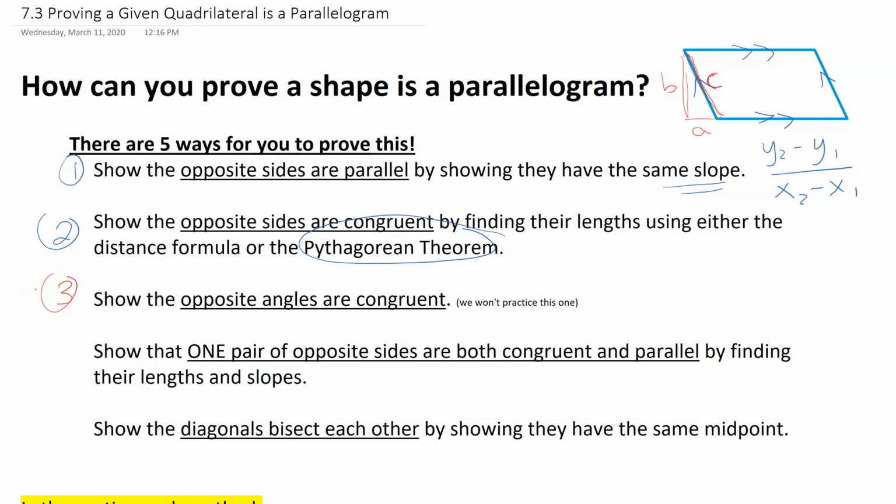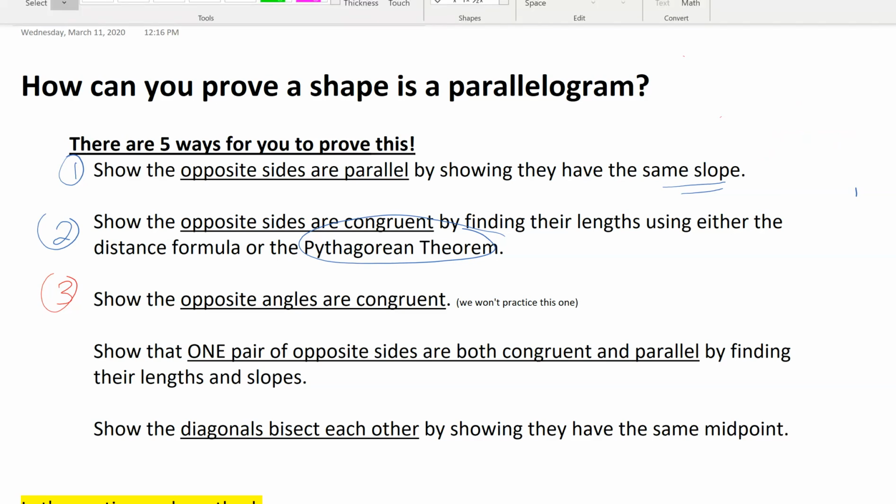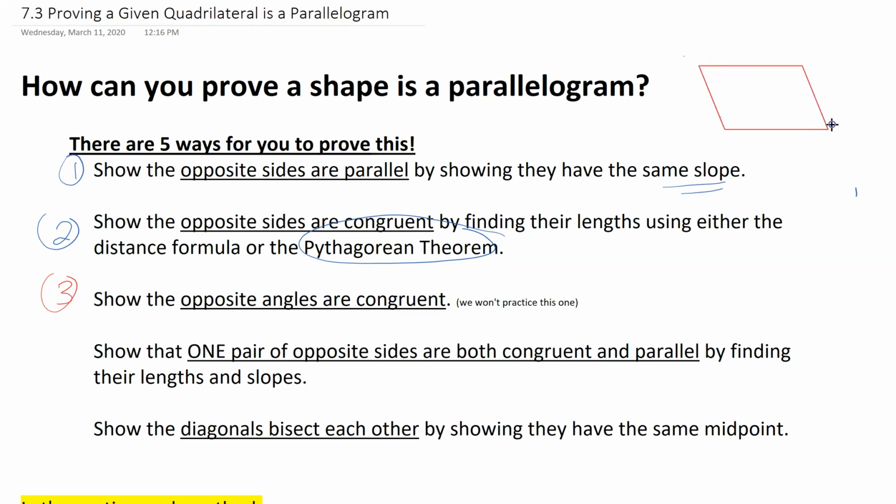The third way is to show that the opposite angles are congruent. We won't use this one a lot. In general, you would do that if you had the opposite angles marked as congruent, then that would be helpful. Let me get rid of all of that and put in a new parallelogram for us.